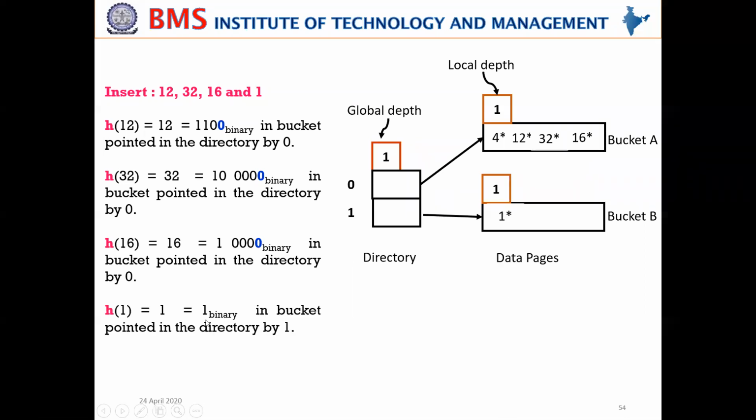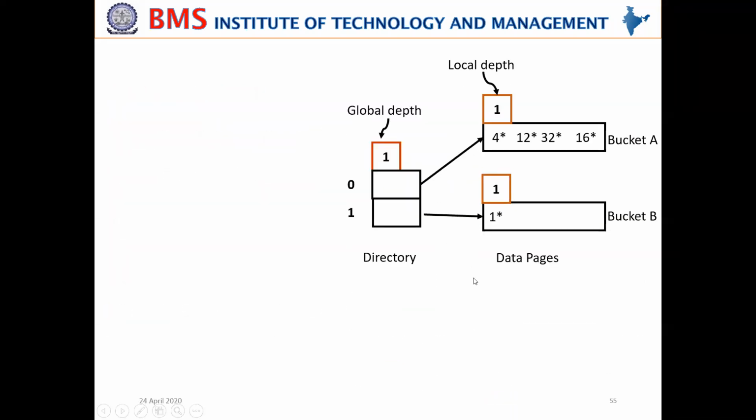Now let me consider h of 1. If I represent the binary value of h of 1, I need to extract only the last digit from the binary value, it is 1. So now it has gone here. It has gone to bucket B, correct? See, where is the pointer for 1 pointing? Okay.